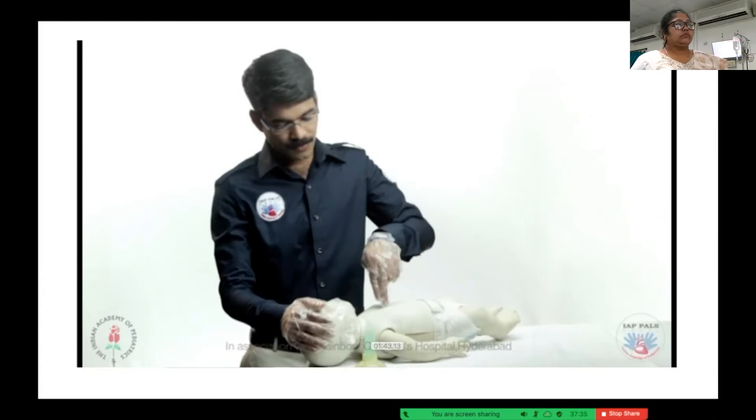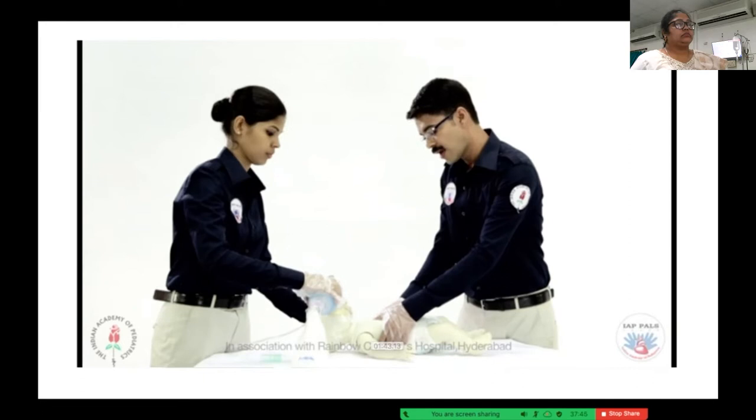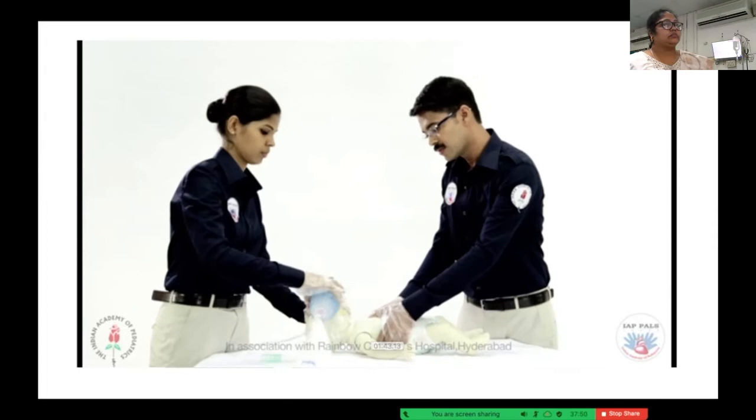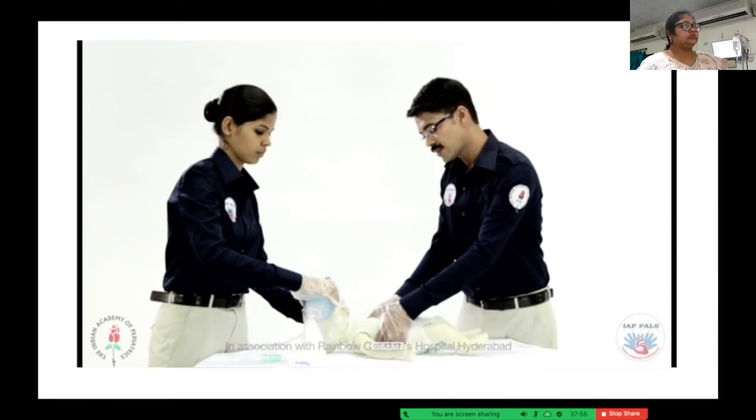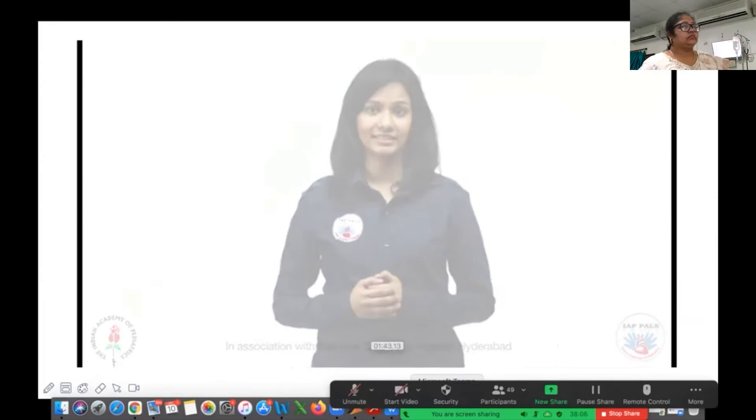When the second rescuer arrives, you switch to a ratio of 15 compressions and 2 breaths. In an infant CPR, rescuers switch roles after every 10 cycles of CPR to prevent fatigue.